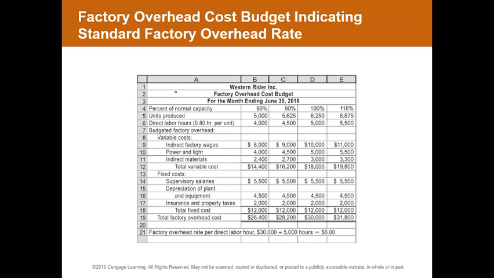So we're going to look at a factory overhead cost budget, showing our standard factory overhead rates depending on capacity. You see, we have a percent of normal capacity line, which would be units produced, the hours we expect, the variable costs associated with it, and the fixed costs. We're going to use Western Rider as we continue through with this specific example.